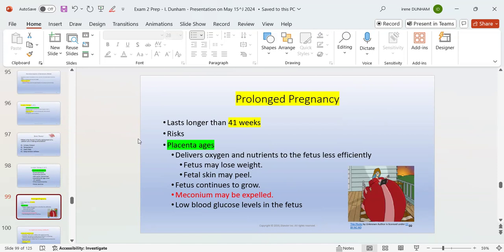Okay. Let's talk a little bit about prolonged pregnancy. Remember, prolonged pregnancy is pregnancy that lasts longer than 41 weeks. Why do we have to worry about prolonged pregnancies? The placenta may not work as well. Yeah, the placenta gets old. It calcifies or it ages. The fetus's little skin may start to peel. They get bigger inside, so they may be more prone to a cesarean delivery rather than vaginal delivery. Baby may have meconium-stained fluid, and then you may have low blood glucose levels in the fetus. So when a patient gets to around 41 weeks, I start to get a little nervous.